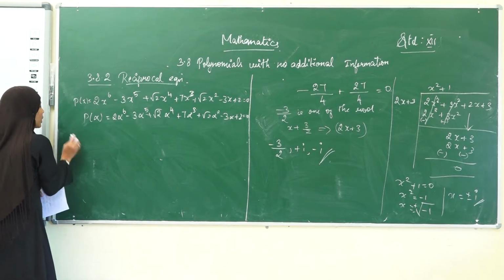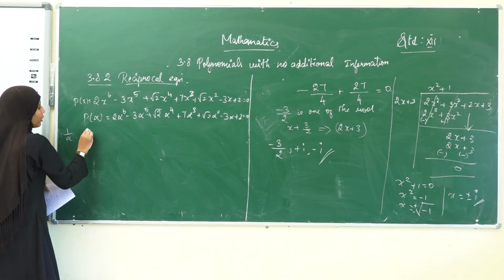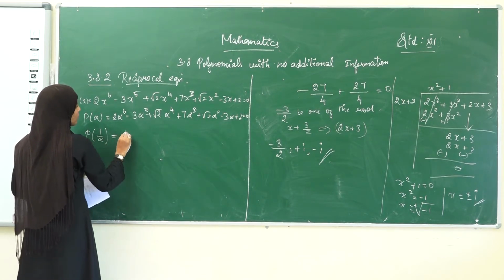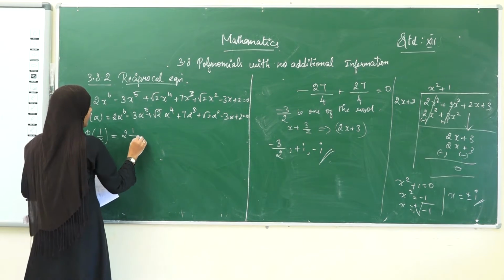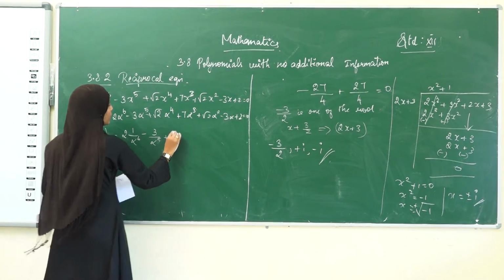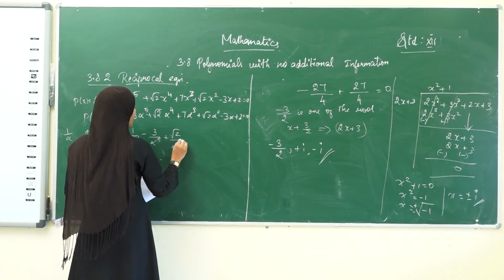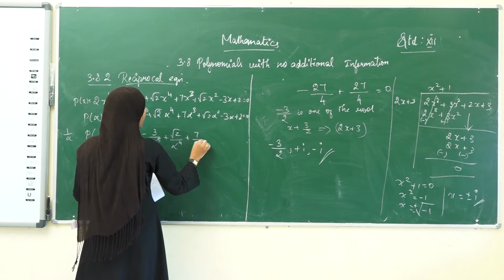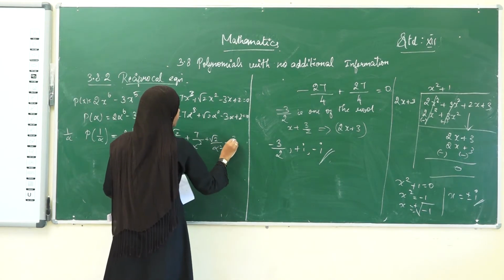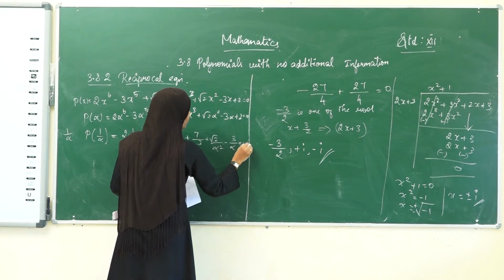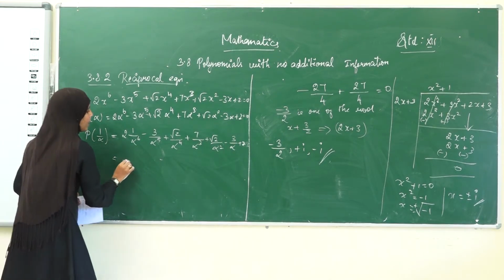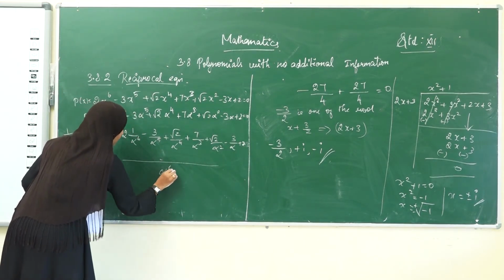Now, substituting 1 by alpha instead of alpha, what is the answer we get? 2 into 1 by alpha power 6 minus 3 by alpha power 5 plus root 2 by alpha power 4 plus 7 divided by alpha cube plus root 2 divided by alpha square minus 3 divided by alpha plus 2 equal to 0. Now take the LCM, alpha power 6.